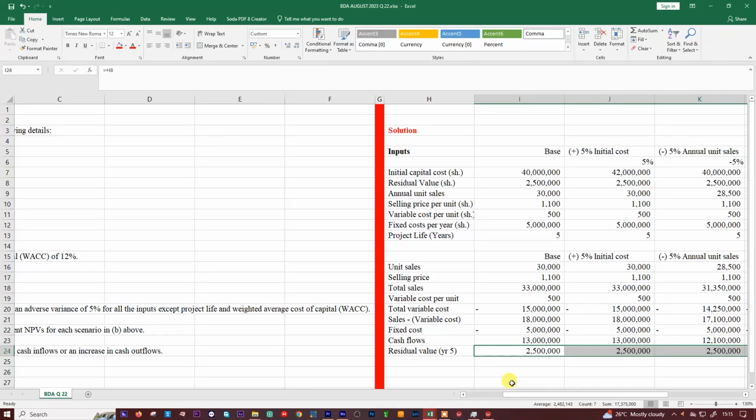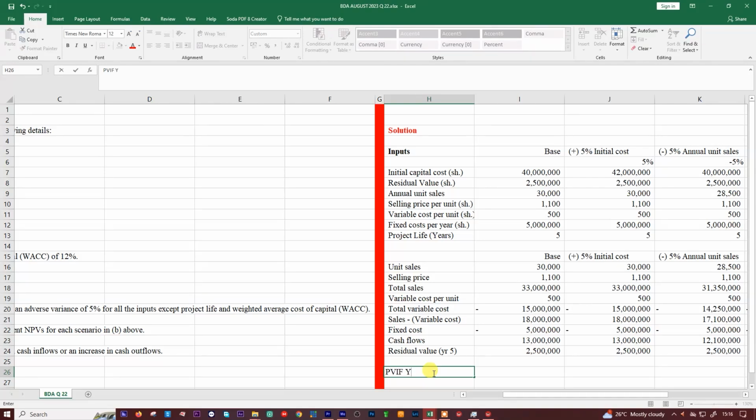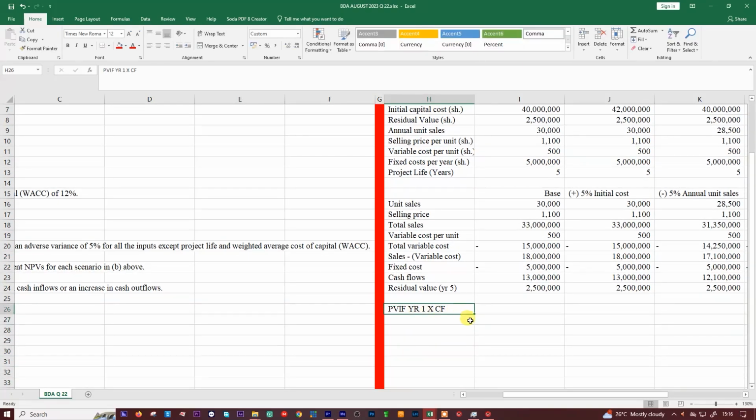So then we'll need to get the present value interest factor. So down over here we'll have PVIF, present value interest factor, year 1, times cash flow. Which cash flow? These ones here. So we'll do the same, PVIF year 2 times cash flow, up to year 5. So year 1, year 2, so I'll just change this. It's going to be easier to change that. Year 3, year 4, then year 5. Cash flow there.